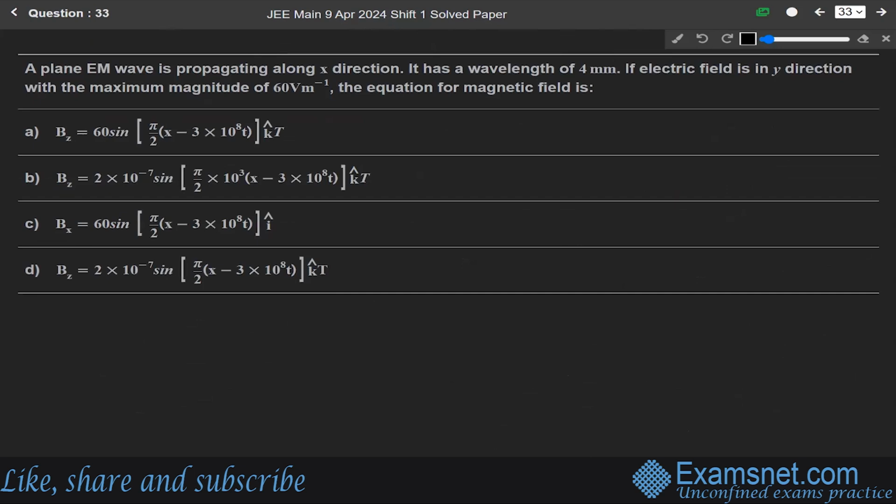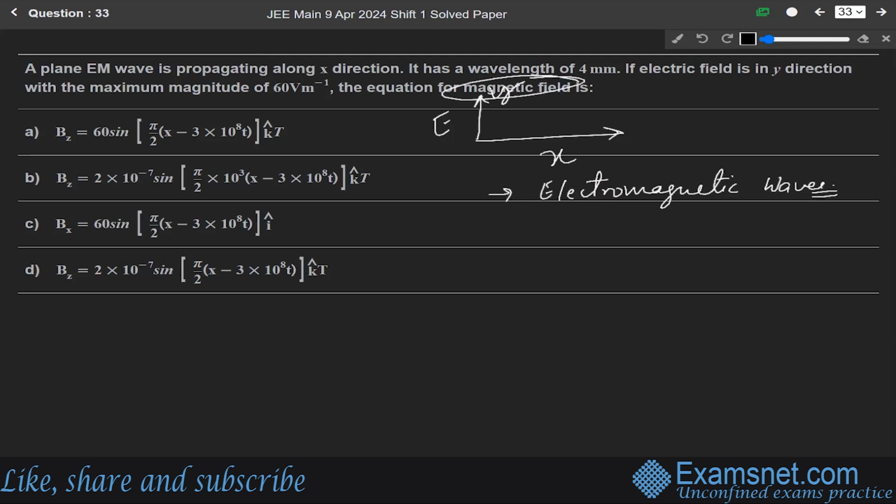Now, next question, 33. A plane electromagnetic wave is propagating along the X direction. It has a wavelength of 4 millimeter. If the electric field is in the Y direction with a maximum magnitude of 60 volt per meter, then the equation for the magnetic field is. So this question is from the chapter of electromagnetic waves. We have to find the magnitude of the magnetic field, meaning the equation for the magnetic field.